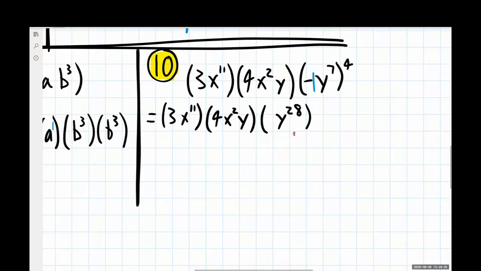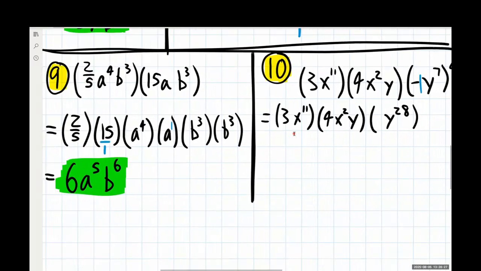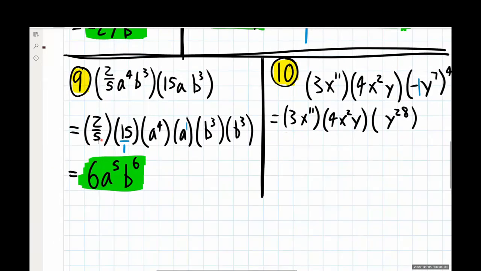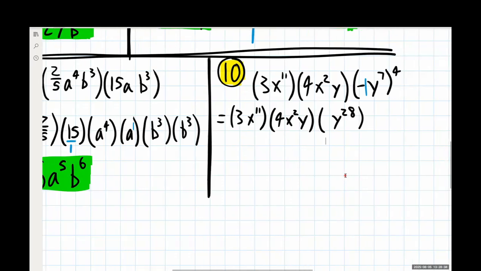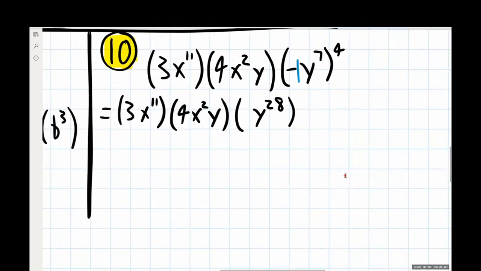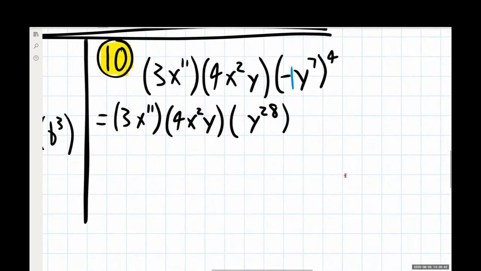If I wanted to, I could rewrite these things like I did in problem 9, where I put the coefficients next to each other, then the x's next to each other, then the y's next to each other. If you would like to do that, you are welcome to do so. I'm just going to show you that we don't need to do that with these problems. But again, if that would be helpful to you, please do not hesitate to write it out like that.